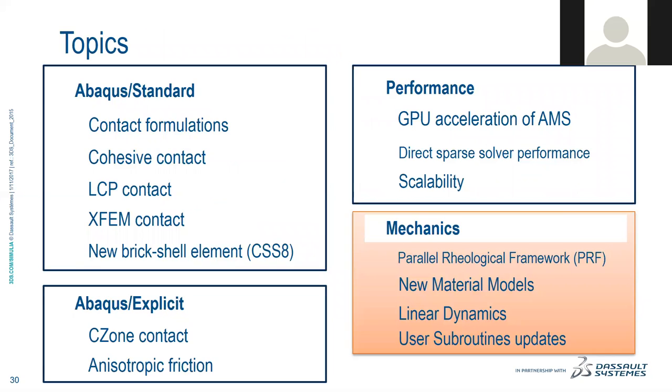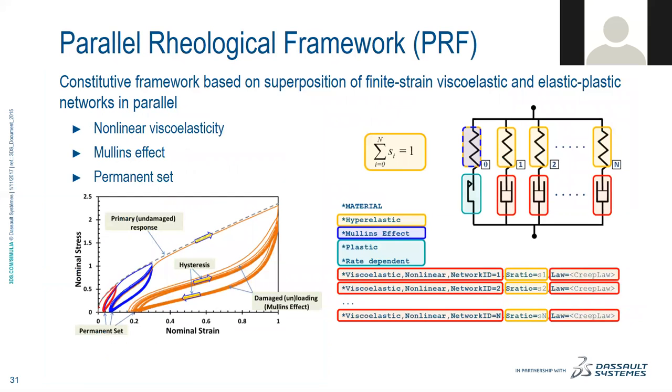Now let me talk about some enhancements in mechanics, like new material models and some updates in subroutines as well. Starting with the parallel rheological framework. For those who don't know this, there has been an ongoing effort throughout the years to capture complicated material behavior. For example, for modeling polymers, you can define material models capturing different complex behaviors, for example hysteresis, stress softening, the Mullins effect, viscoelasticity, and so on.